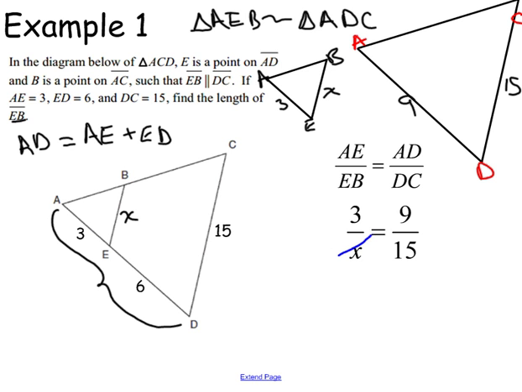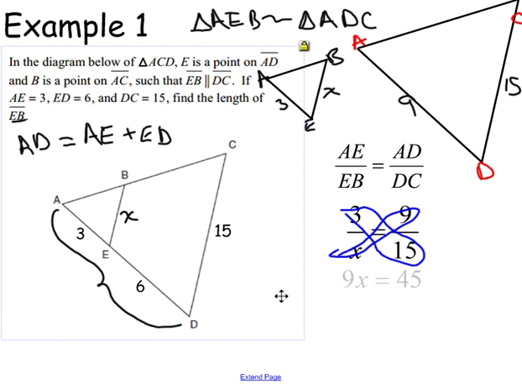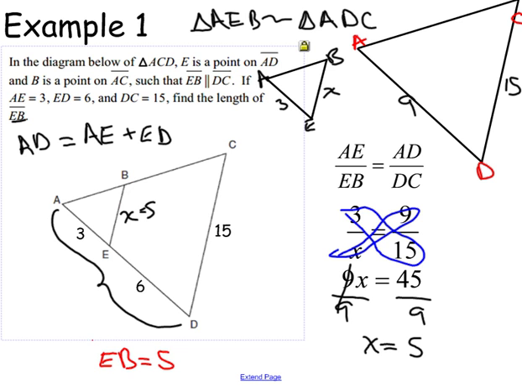Now I'm going to cross multiply. From that cross multiplication, I get 9x equals 45. So now I divide both sides by 9, and I get x equals 5. So if x equals 5, that means EB is 5. That's our final answer.